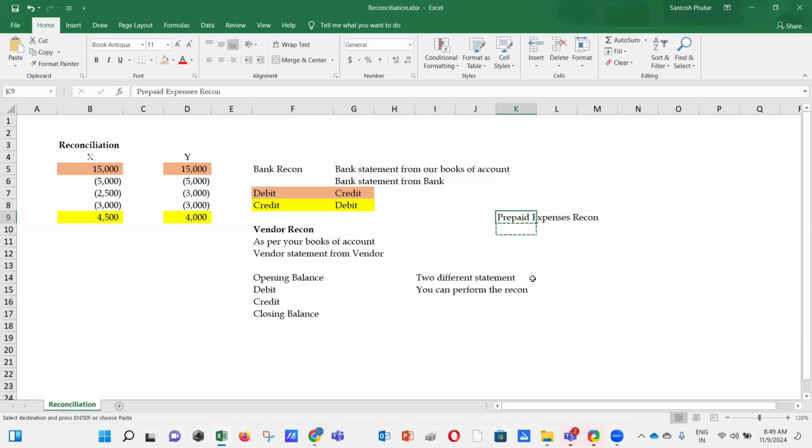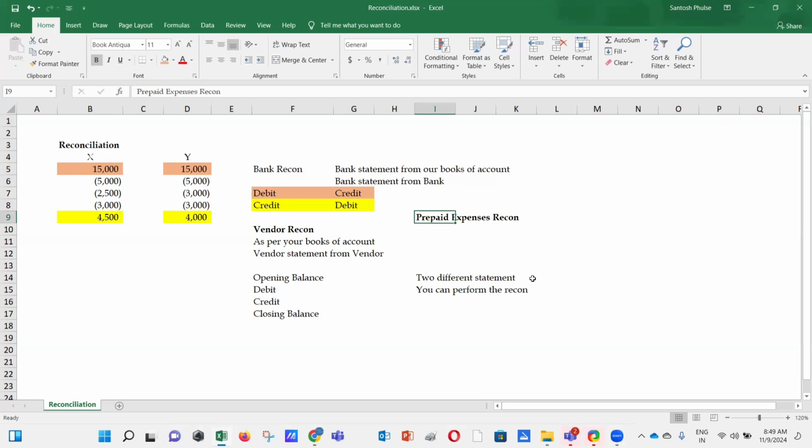How that prepaid expense balance is accumulated in your balance sheet, you are able to get that from your GL dump. If you go into the systems and pull the GL dump for the prepaid expenses, you are able to know how that amount is arrived at. That's a closing balance.